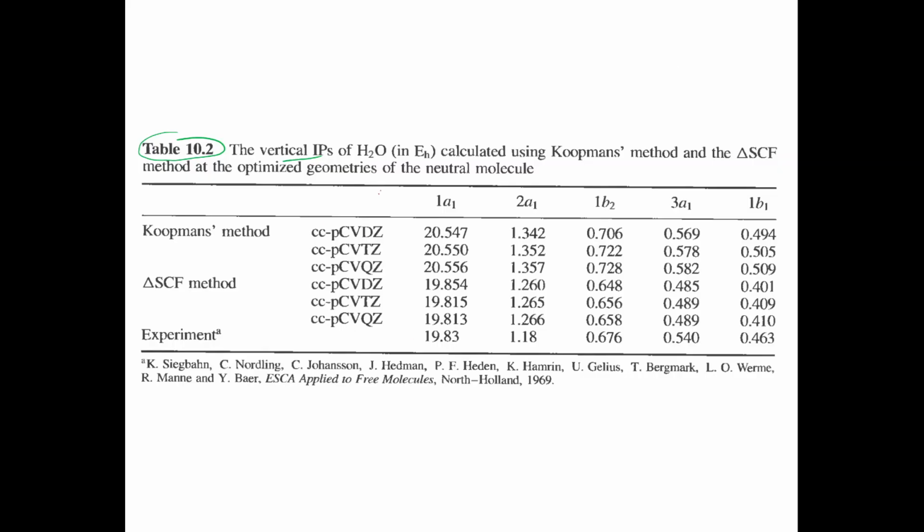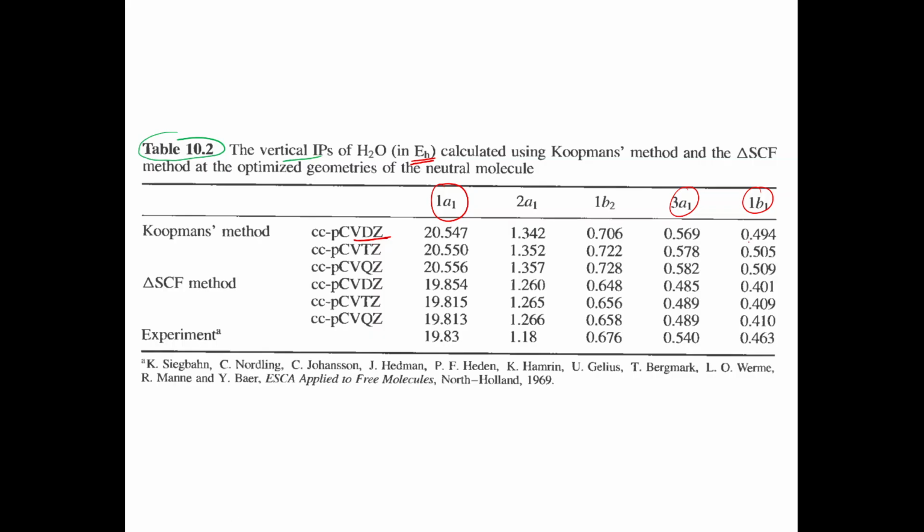From the values you can see this is in Hartree, right, which is a very big unit of energy. So these are very high numbers, 20 Hartree. This is your core ionization, and this 1b1 and 3a1 are your valence ionization.